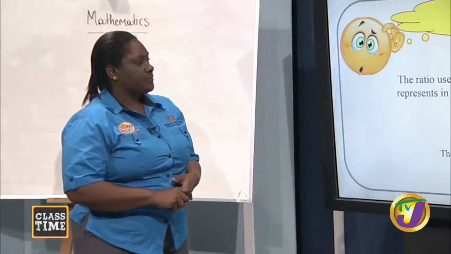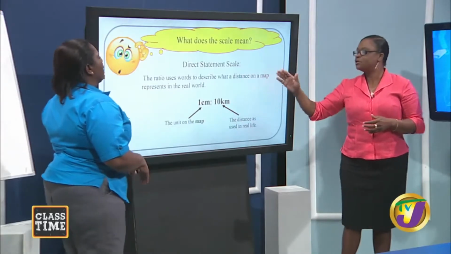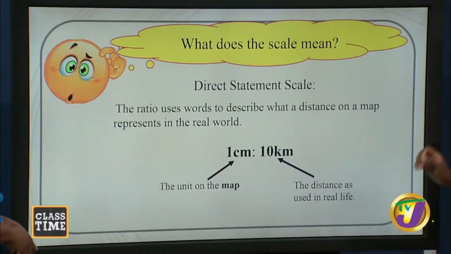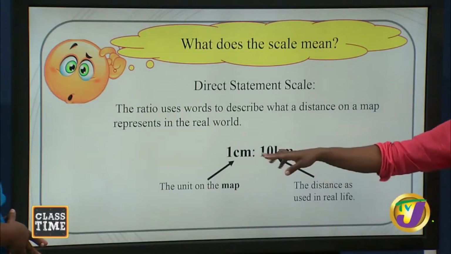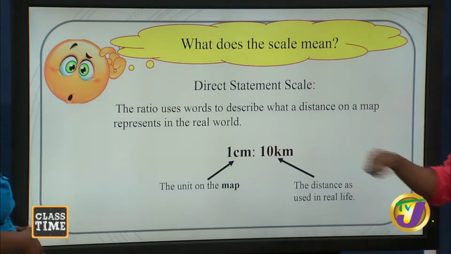So for the direct scale, we see what is on the map first, then the distance in the real world. Words are used, and you will see the unit notation, the units being shown there.